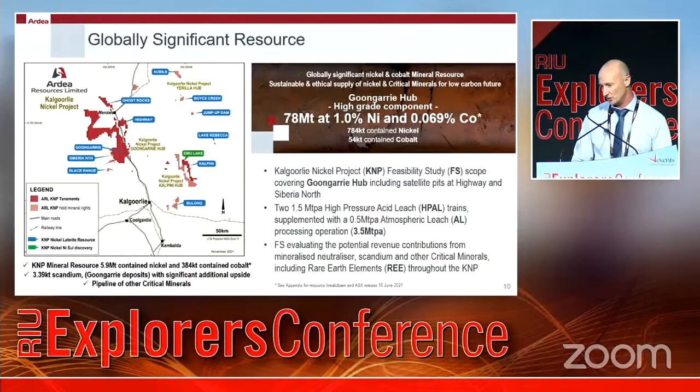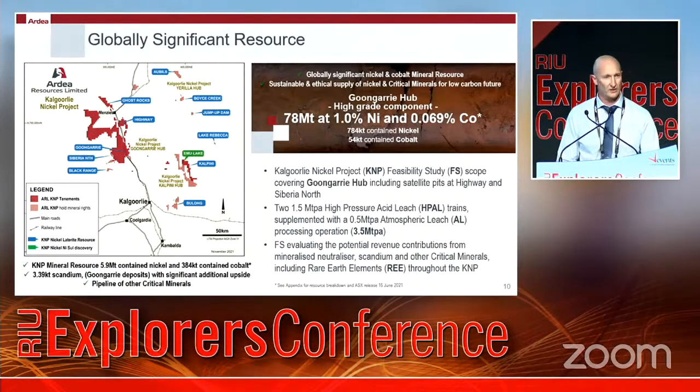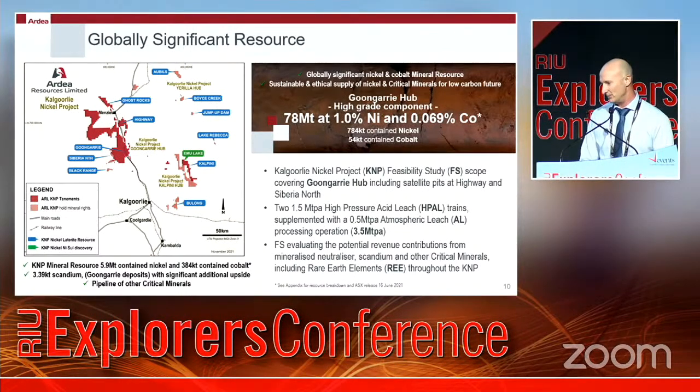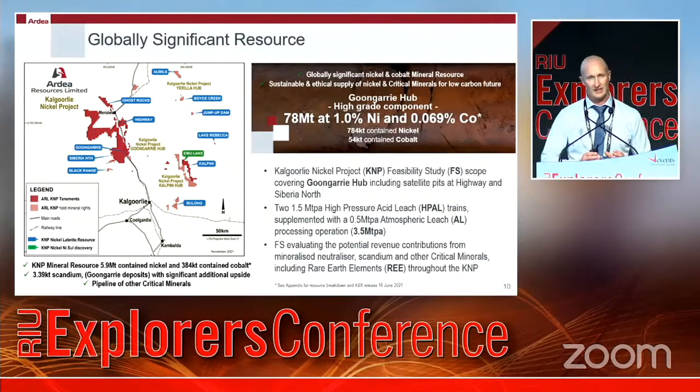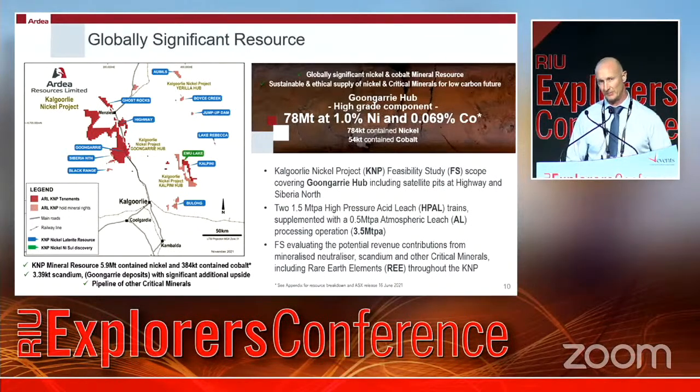Bit more detail now on the resource as we zoom into Goongarrie, and over the course of the last 12 months we've undertaken 2 resource updates, and we're continuing to review and update our resources within the KMP. But you can see within that 5.9 million tonnes of contained nickel within the KMP, we've got this high-grade core just at Goongarrie of 78 million tonnes of 1% nickel and very high-grade cobalt as well. That'll be the feeder as part of our DFS, and we'll be updating our reserves in the second half of this year, and I look forward to that. But that resource gives you a feel for our expectation of the feed grades.